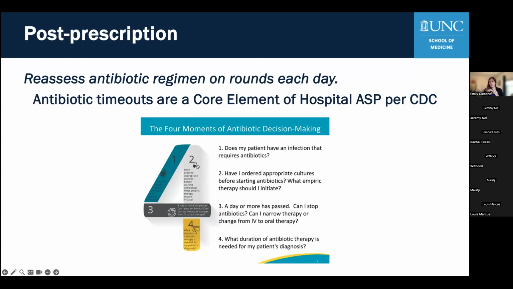But basically moment 3 and moment 4 are, you have a patient who's on antibiotics. Now, can I stop the antibiotics? Do they still need them? Can they be de-escalated? Do I have new information that informs the choice of drug? Has dosing been optimized for the organ system that I'm trying to treat? And is it appropriate to convert from an IV to an oral antibiotic? So basically thinking about de-escalation if possible, or discontinuation if appropriate.